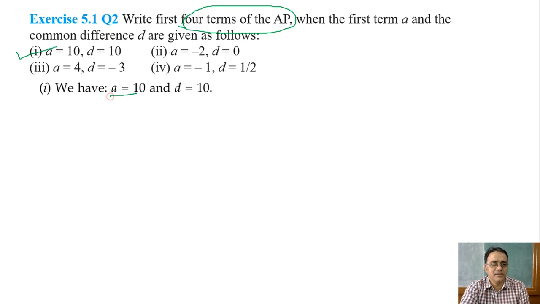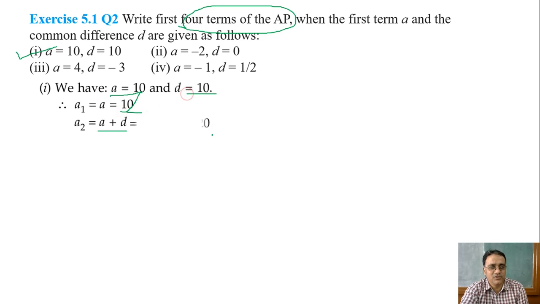So what is the first term here? 10. Second term formula is a plus d, that is 10 plus 10. So what you are getting? 20. Okay, 10 plus 10, 20.